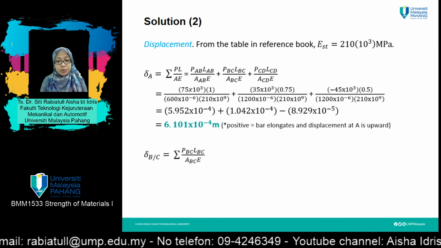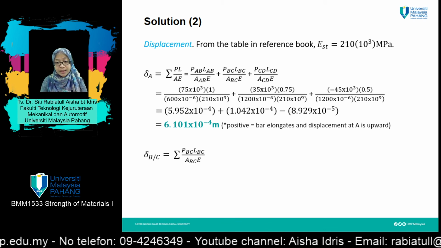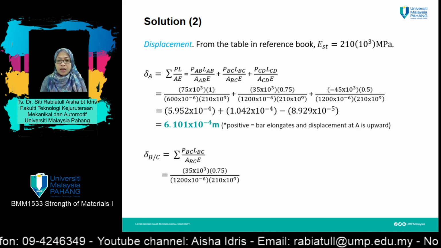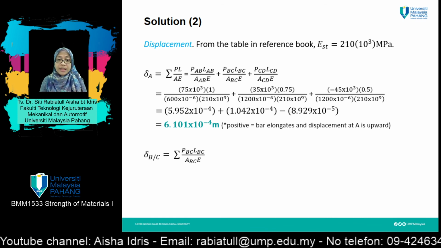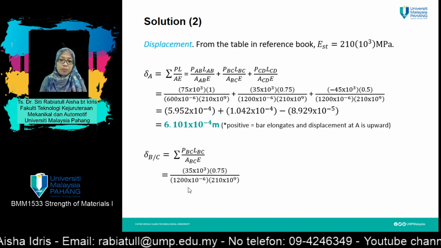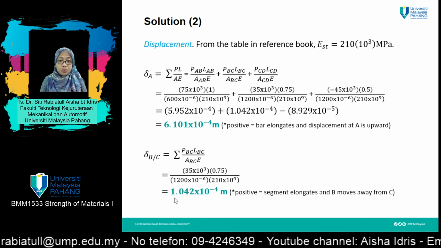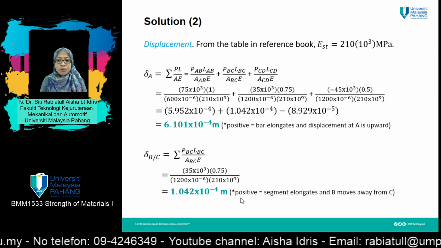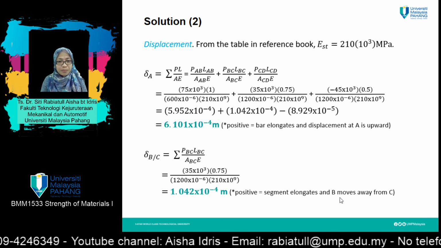Now what happens to the next question, which is delta at point B relative to point C. From the free body diagram or section that you've cut just now, you'll get the value of PBC, and therefore just substitute into the formula. Then you'll get the value of delta BC equal to 1.042 times 10 to the power of -4 meter. This one is also positive, which means that the segment elongates and B moves away from point C.